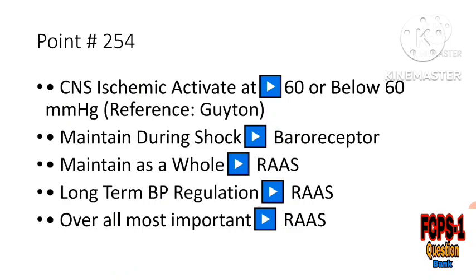So CNS ischemic response activates when the blood pressure is less than 60 mm of Hg and is maintained during shock. The important mechanism is baroreceptor. Maintained as a whole during shock is RAS, that is the renin angiotensin aldosterone system. Long-term BP regulation is controlled by RAS, and overall most important again RAS, that is renin angiotensin aldosterone system.